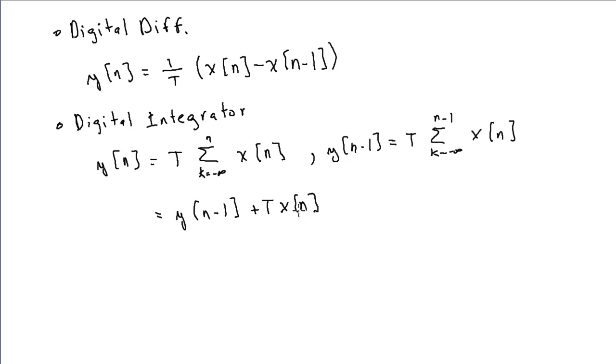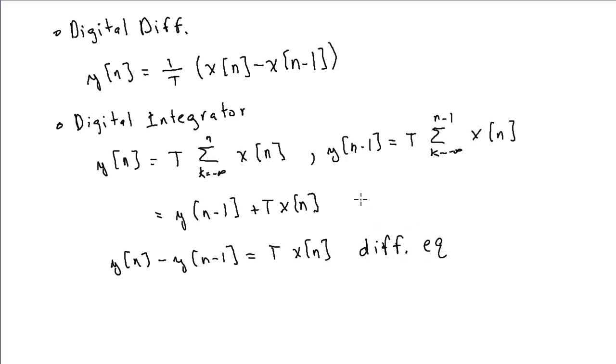So I can write this in the form now of, this would be my recurrence relationship. If I take the y of n minus 1 term to the other side, I get my, it's not a differential equation, but it's a difference equation. And here it is in recursion form. So the recursion form would allow me to compute successive values of y of n.